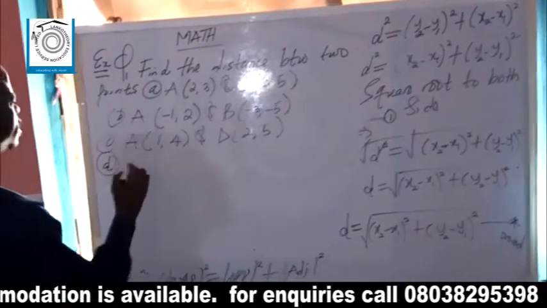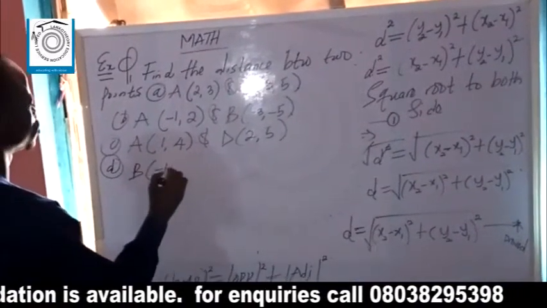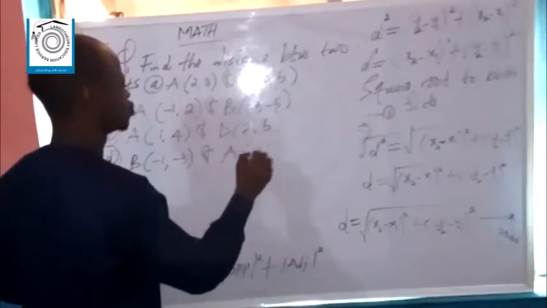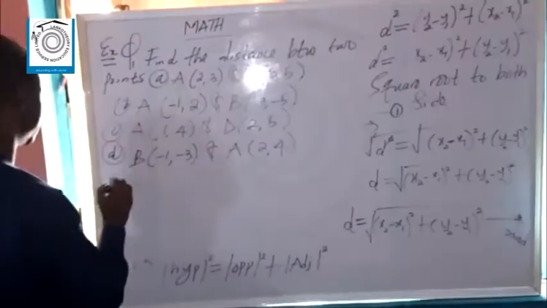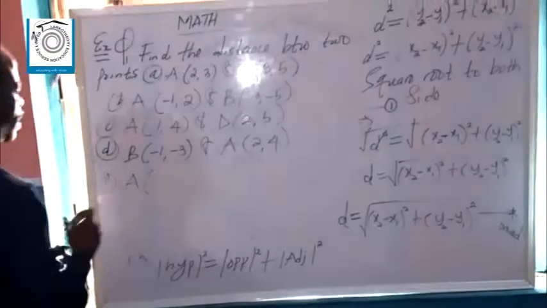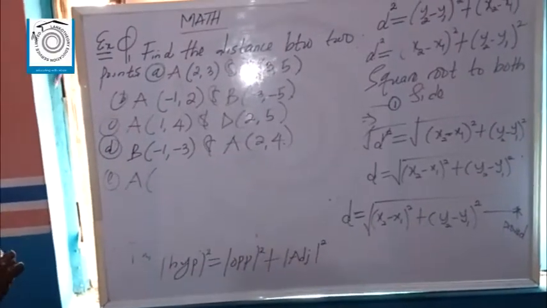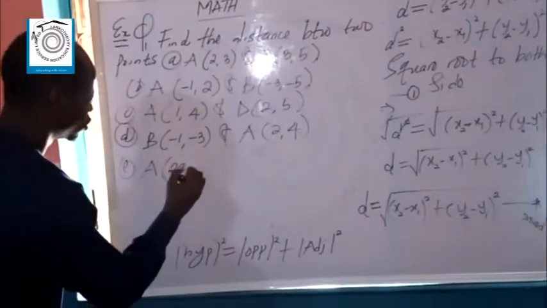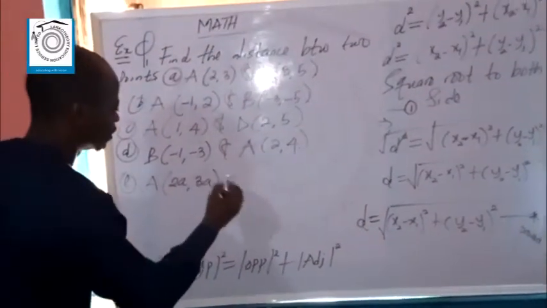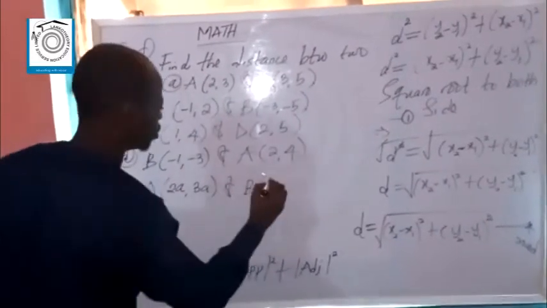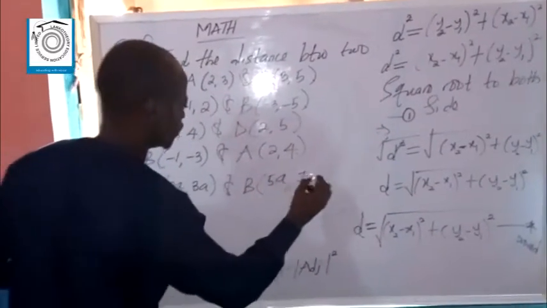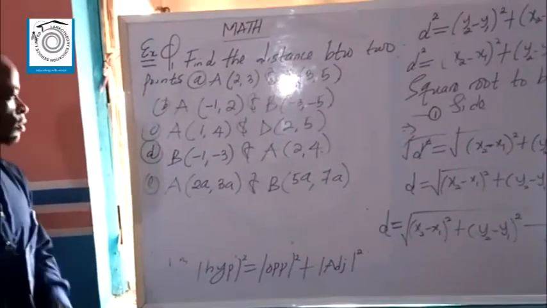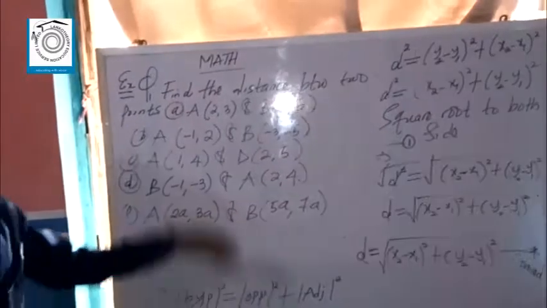So if I have a point, let's say this is point B, which is minus 1, minus 3, and the point A is equal to 2, 4. And likewise, equations. If I have a point A, we can have something, let's say we have 2a, 3a. And I have another point B, which contains the coordinate of 5a, 7a, where a is an arbitrary constant, which can take any values. Eventually, we are given in the form of a, where a is a constant.